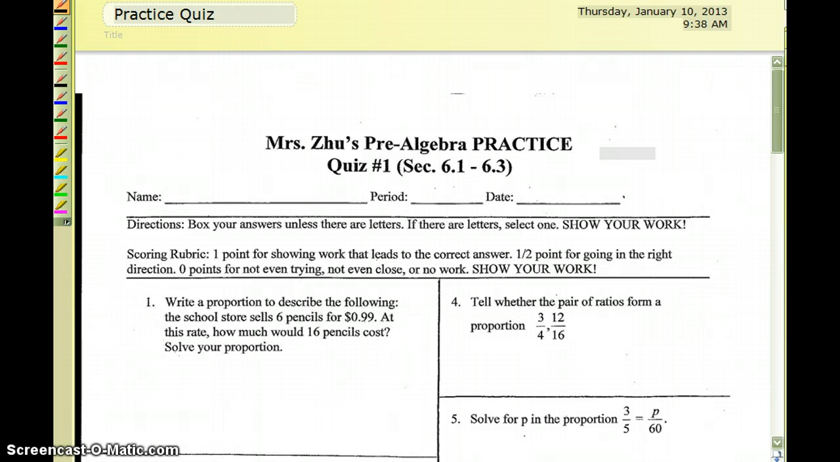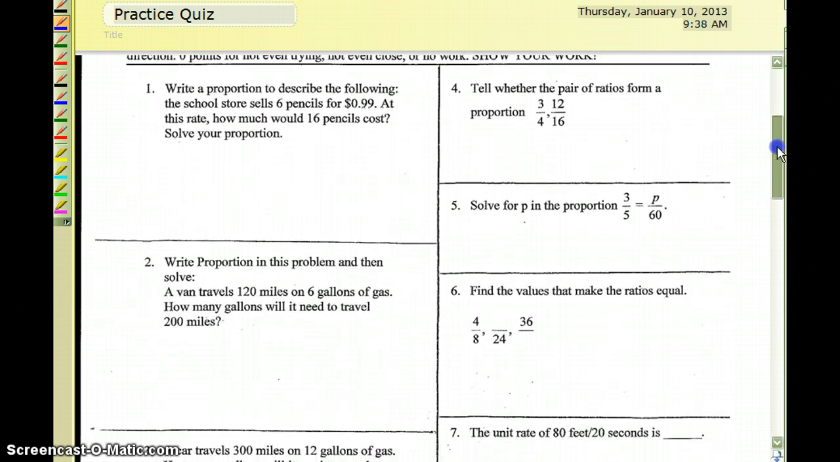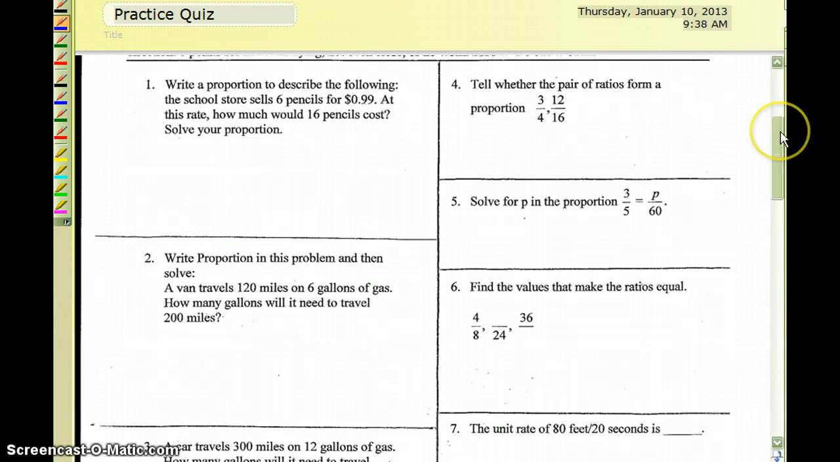Hi, this is Mrs. Zhu, and we're going to be working on our practice quiz for tonight, which is actually practice quiz number 6. We're going to start with number 1. Most of these questions I'm going to set up in a proportion. If you choose not to do it that way, that's okay, but you do have to know how to set it up. So at least set it up that way, and then if you want to solve it a different way, you can, and then you would still end up getting the same answer.